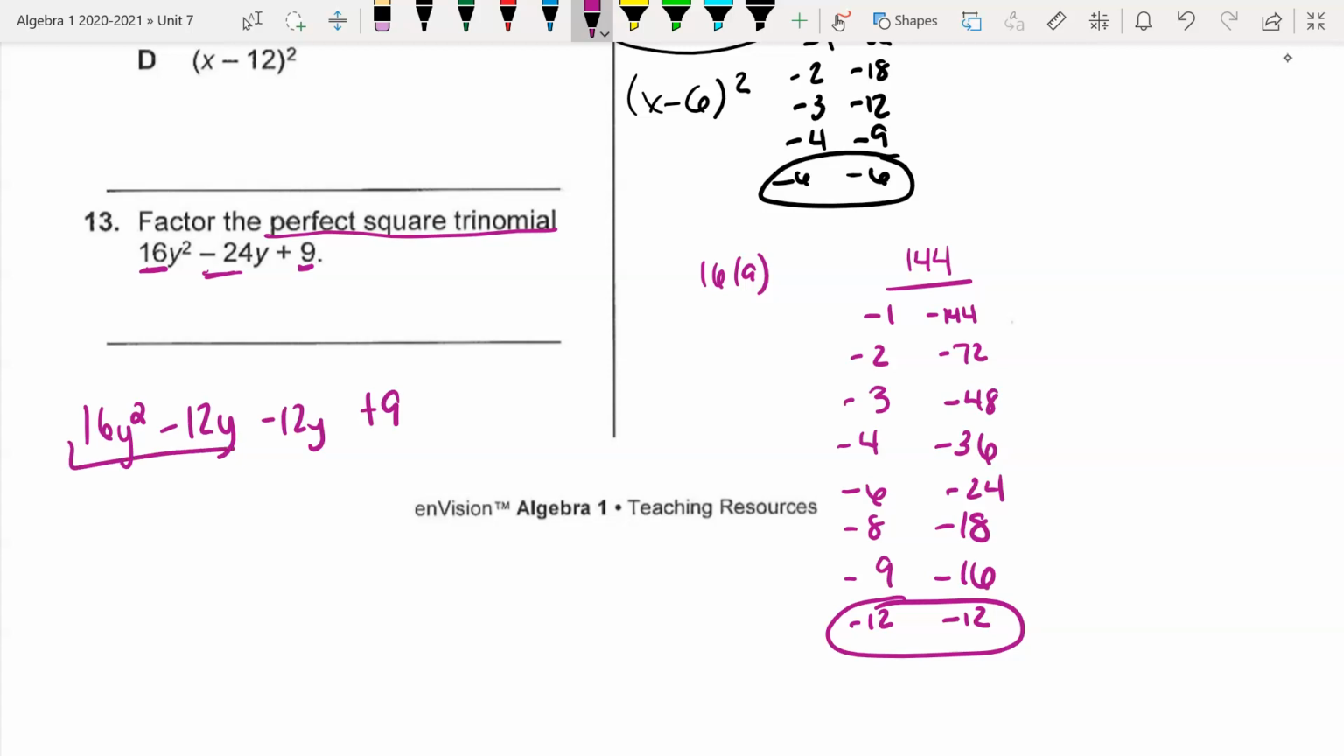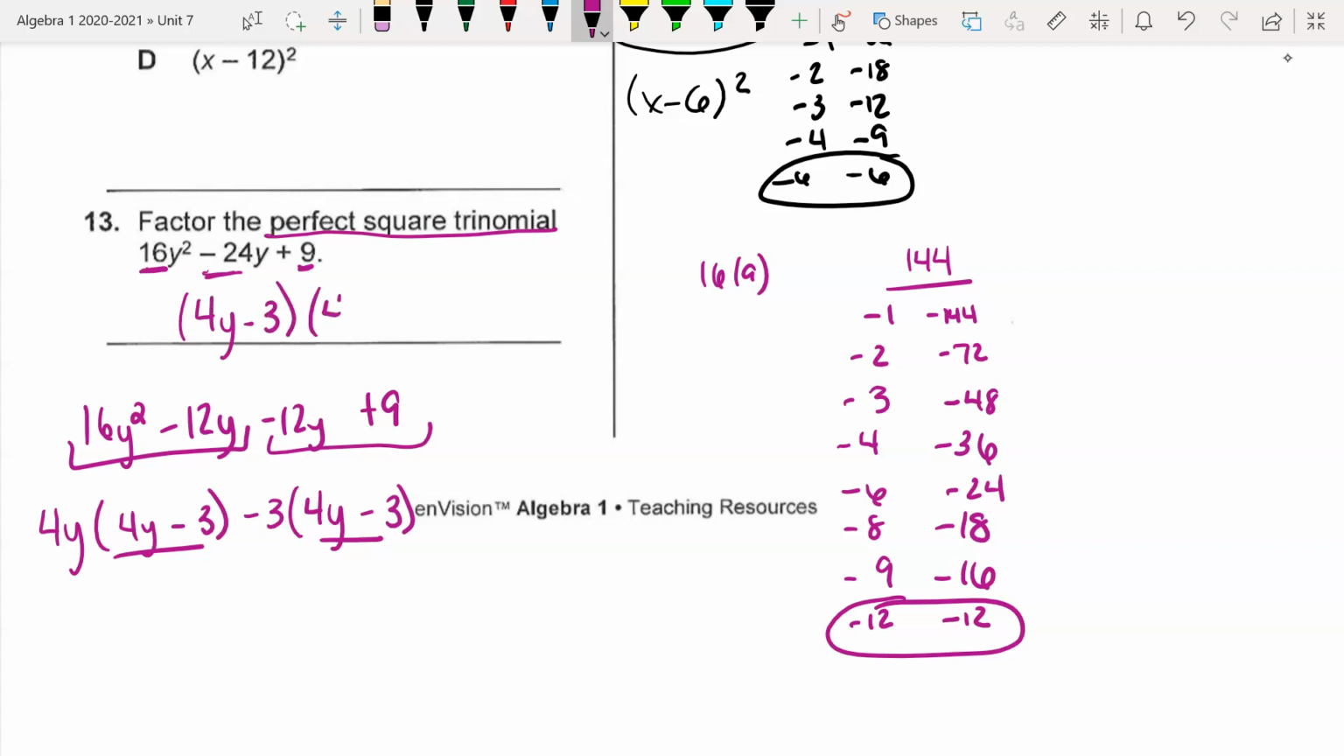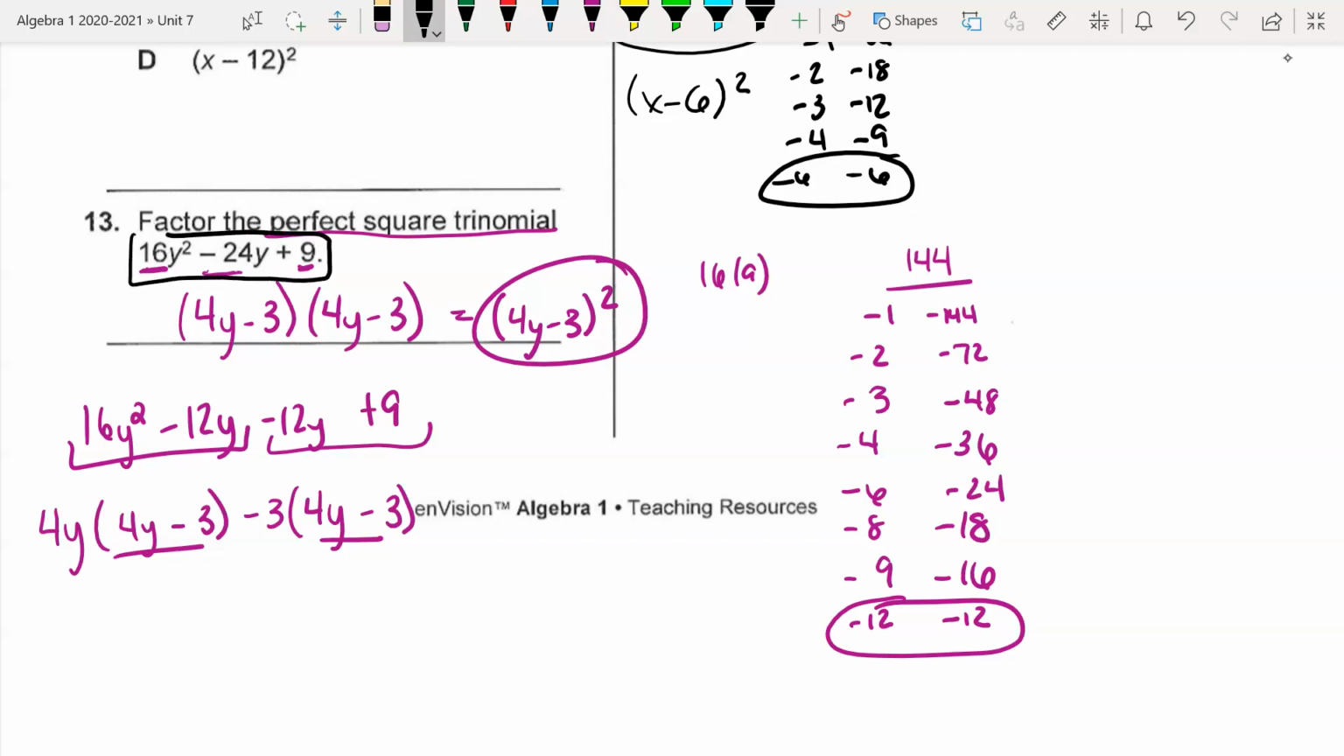So this one, what do these two have in common? That would be a 4y, so then I have 4y minus 3. These two is going to be a negative 3, so I'm going to have 4y minus 3. So notice I get 4y minus 3 on both of them, which is like saying 4y minus 3 squared. So you can do the AC method, or you can recognize that it's a perfect square trinomial, and you know they're going to be the same thing. Hence why it's 4y minus 3 squared, because 4y minus 3 is going to show up twice.